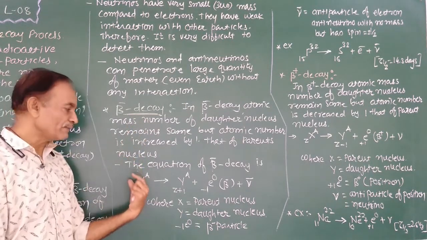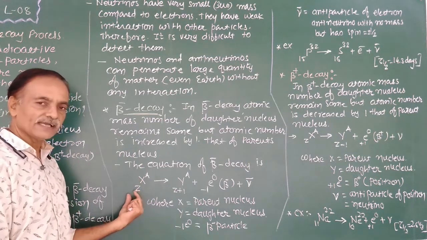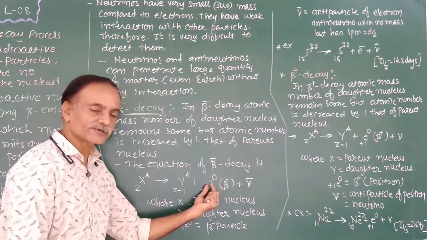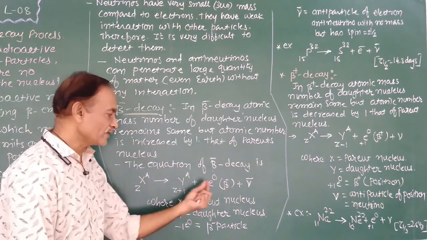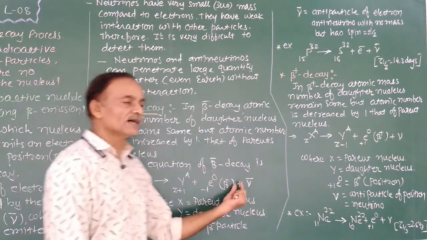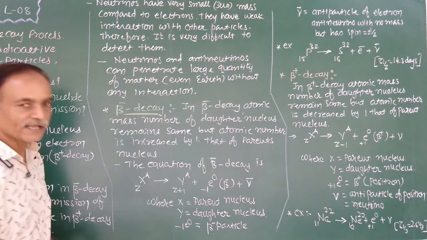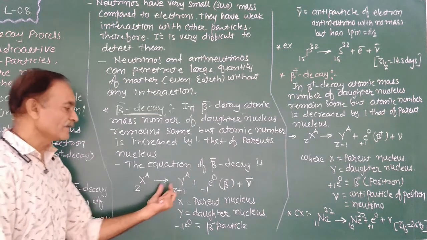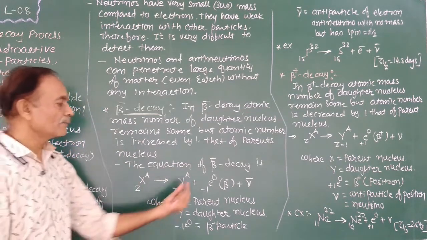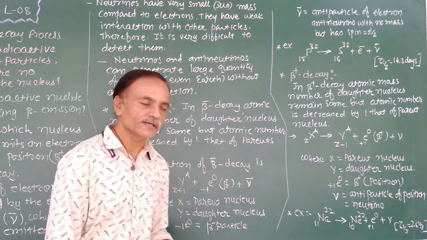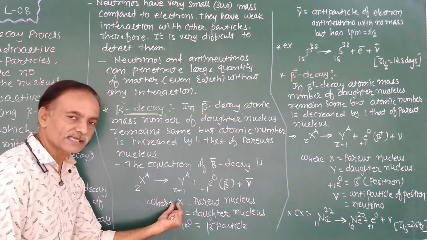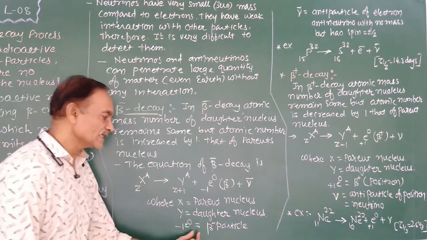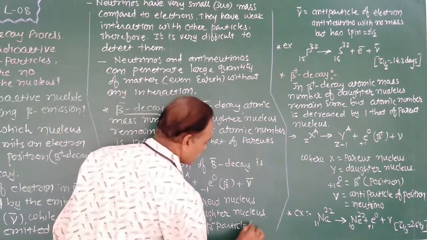The general equation of the beta minus decay is X(Z,A) converts into Y(Z+1,A) plus electron, that means the beta minus particle, _{-1}e^0, plus antineutrino. Here X is the parent nucleus, Y is the daughter nucleus, and _{-1}e^0 is the beta minus particle, that is our electron.